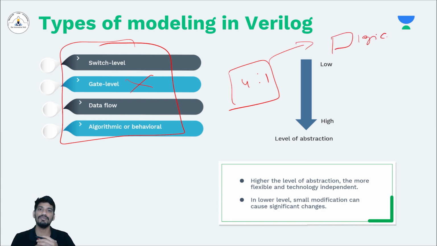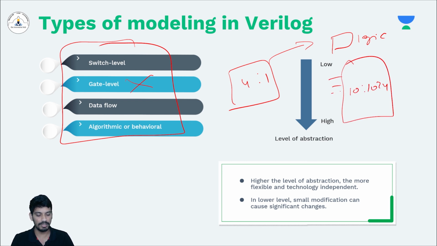But if the circuit is very big, let's say it is a 10:1024 decoder. That means you have 10 address lines and you want to decode 1024 outputs from it. In this case, you will require 1024 AND gates at the output to get 1024 outputs. So writing this many logic gates in Verilog is not feasible. So what designers will do, they will go for either data flow modeling or behavioral modeling.